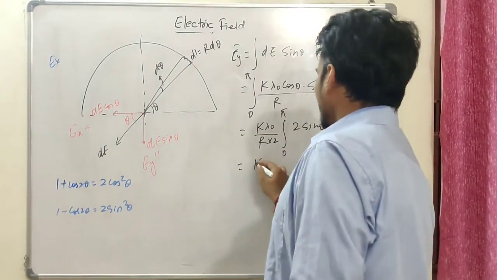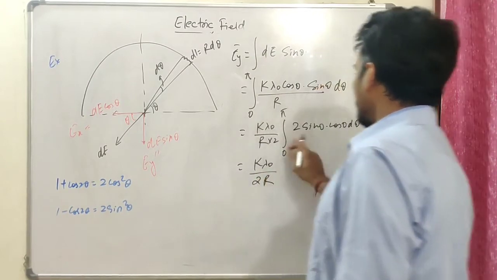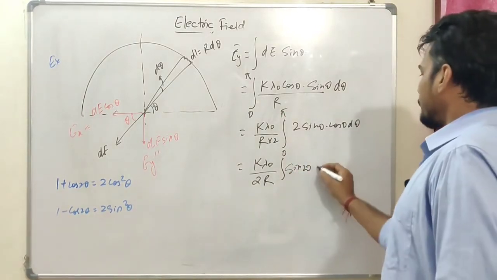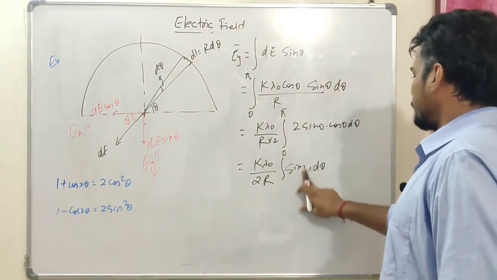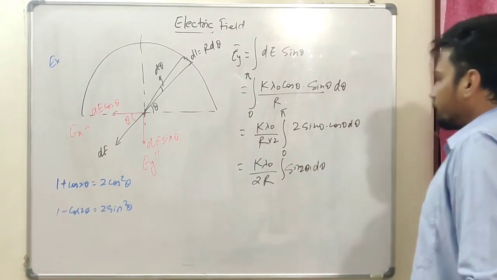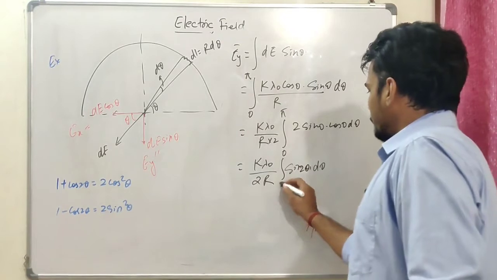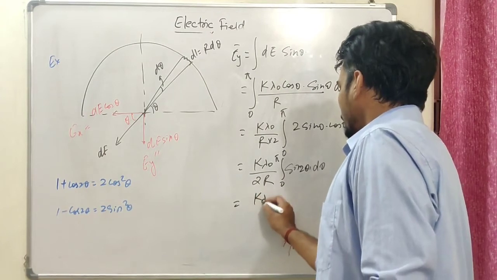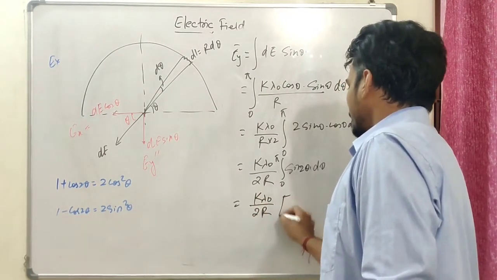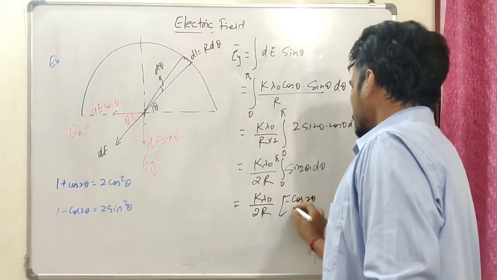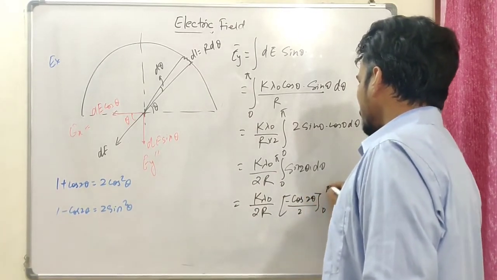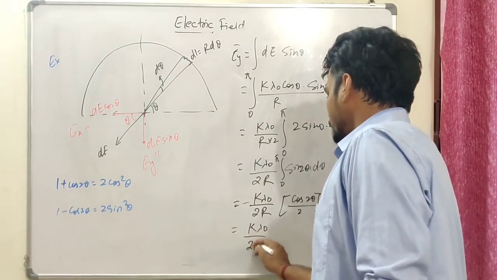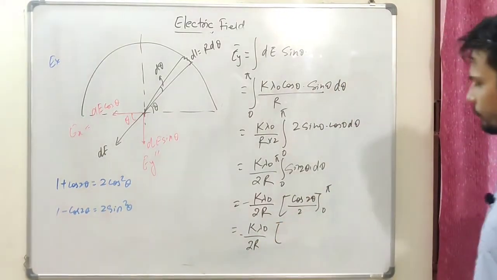Well, that should be k lambda naught by 2r. This is going to be sine 2 theta. Integration of that. Let's say this is sine 2 theta d theta. Let me write it properly. Now 0 to pi. Let me put the limit 0 to pi. Integration of sine is how much? Minus cos. I'm going to have k lambda naught by 2r, now we'll have minus cos of 2 theta over 2, limit 0 to pi. Let me put this minus sign out. I'll be having k lambda naught by 2r, negative sign, cos 2 pi.